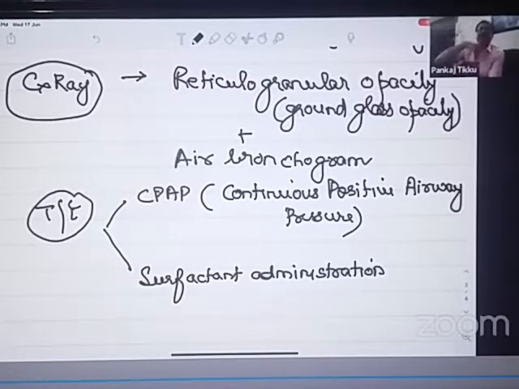So the child takes in air, the alveoli open. As soon as the child breathes out, that is when the alveoli can collapse. So at this time, a distending pressure is given inside the alveoli to keep them open. This mechanism of administering positive airway pressure is known as CPAP therapy, continuous positive airway pressure. It is usually given in children who are more than 32 weeks of gestation.